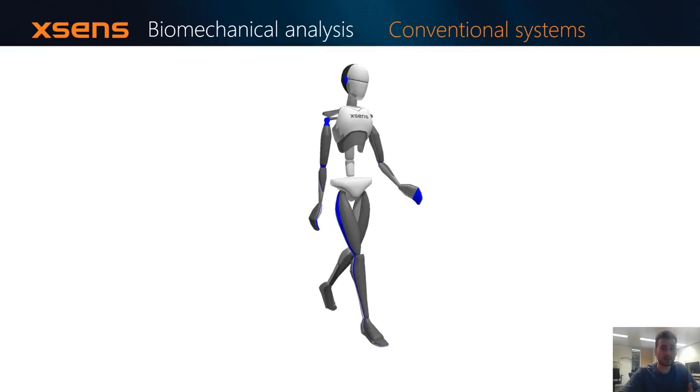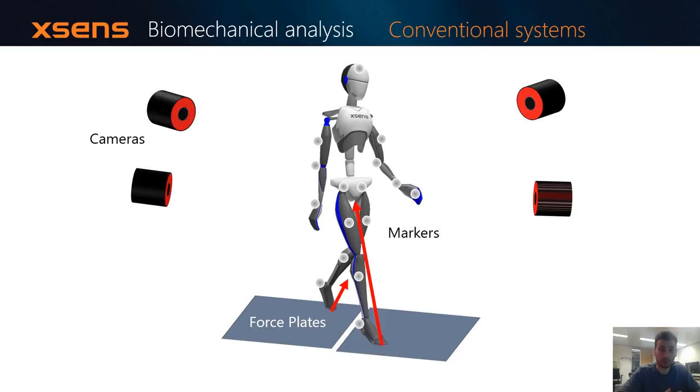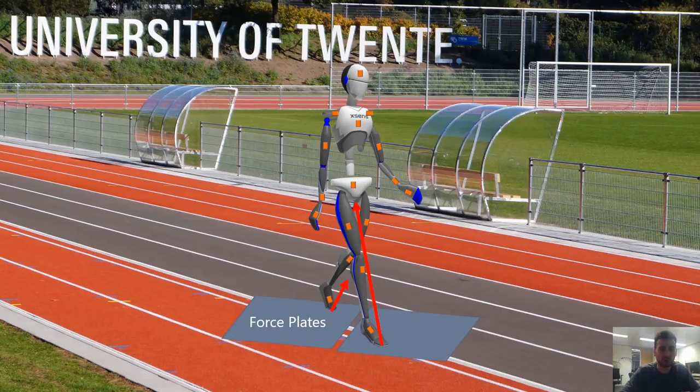Traditional biomechanical analysis systems contain a set of cameras tracking a number of opto-reflective markers mounted on the subject's skin. In addition to that, we have force plates, which record the ground reaction force and moments. Xsens has been working for quite many years now to remove the dependency on external cameras in order to assess human body kinematics using only inertial measurement units. However, even though we can do kinematic analysis outside the lab, we still can't do fully biomechanical analysis, including the kinetics, due to the fact that we are dependent on force plates.